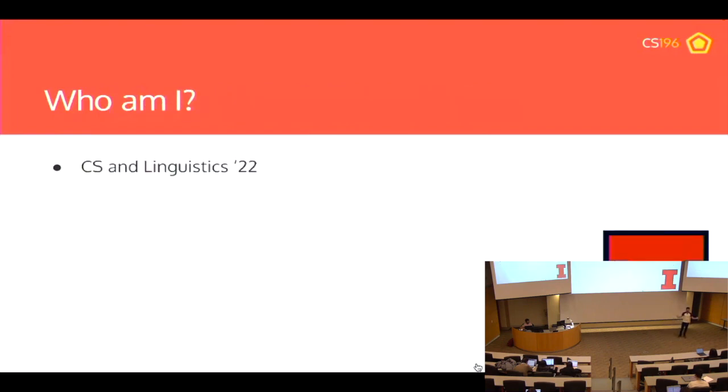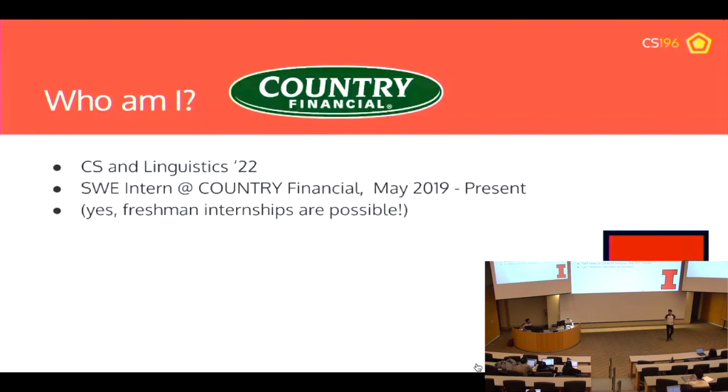So who am I? I've been teaching this class for about 8 weeks now, and I haven't really introduced myself. Why do I have the credibility to talk about how you should go about getting an internship? So a little bit about me. I'm a computer science and linguistics major here. I'm a sophomore. I've been interning at Country Financial in Research Park since May of 2019. And if you've done the math, yes, this was a freshman internship. Yes, getting internships after freshman year is possible. And we're going to talk about that today.